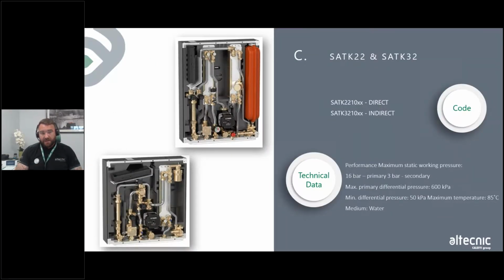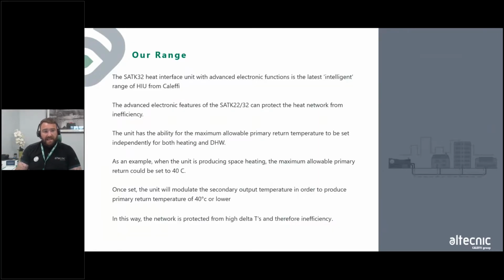SAT K22, SAT K32, it's our most advanced one. It's our new HIU on the market. It's been out for about 18 months, 2 years now. It's an evolution of the 20 and the 30. It was 5 or 6 years in development. So we've got slightly different ways of it working. We've got a higher maximum differential pressure: we've got to 600 kPa, whereas before we could only go to 165 without fitting a separate kit. It looks slightly different, and we've got fully insulated pipe work, etc. But the SAT K32 has our most advanced electronic functions, with the latest intelligent range of HIUs.